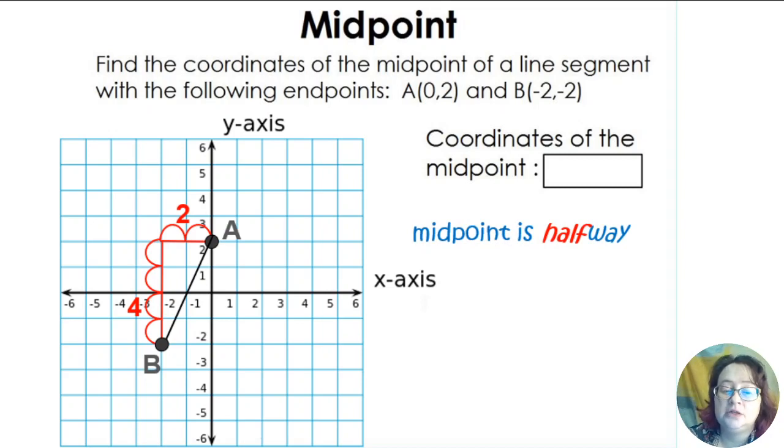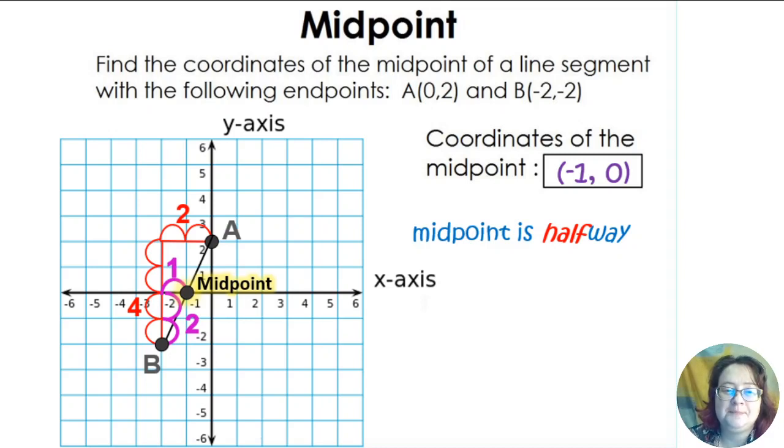Half of 4 is 2, so this time I'm going to go up 2. 1, 2. And then I went right 2, and half of 2 is 1, so I'm going to go right 1. That lands us on point (-1, 0), and that's our midpoint. (-1, 0).